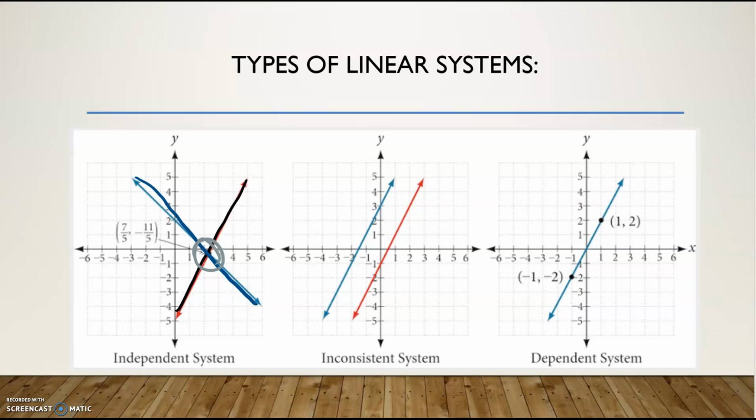Now looking at this over here, where you have parallel lines, this is what we call an inconsistent system, because these two lines will never intersect, which means they will have no solutions. And then you have this one over here. This is a dependent system. You actually have two lines on top of each other, and they're intersecting at every single point because it's the same line. So they would have infinitely many solutions.